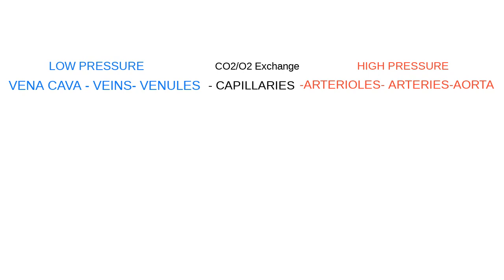Arterioles are the smallest arteries in the body. The arterial side is the high pressure side. So the arteries primarily transport blood away from the heart. However, there is an exception.